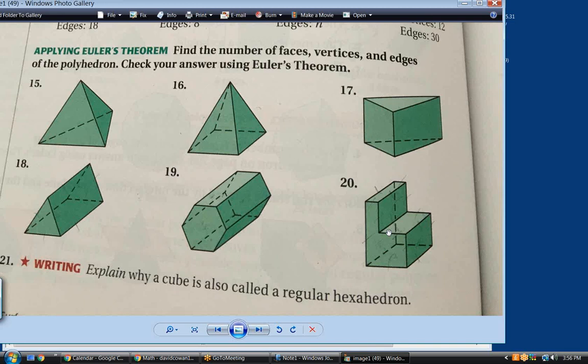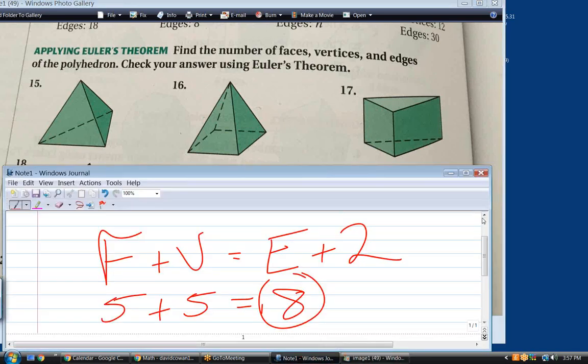Oh, just a second. They don't really talk about convex polyhedrons. They talk about convex areas and stuff. But okay, so let's apply our rule to number 20, Euler's theorem, and see if it works.